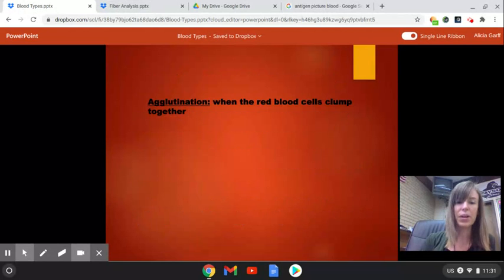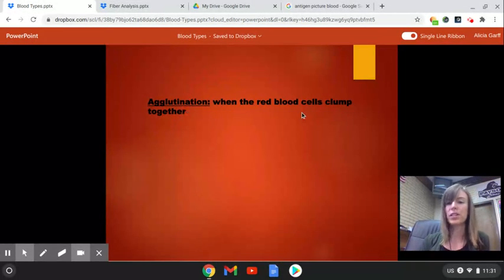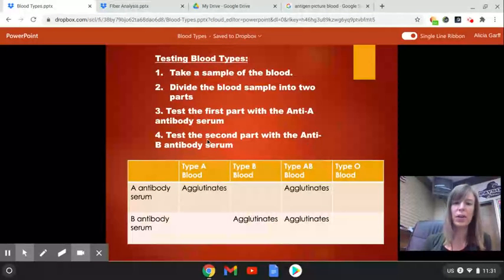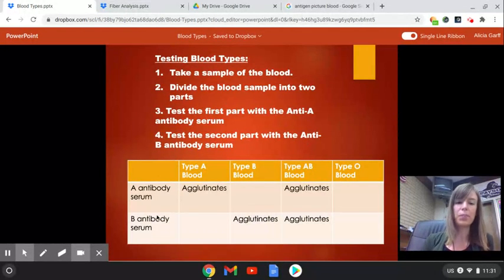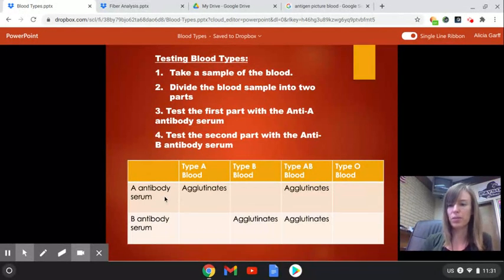Okay. Agglutination is a term we use for when red blood cells clump together. We look for this type of reaction to figure out what type of blood something is. So when you're in class, we're going to actually test blood types. So you're going to get a sample of blood and you're going to test it with 2 antibody serums. Those are just fluids that have the antibodies.